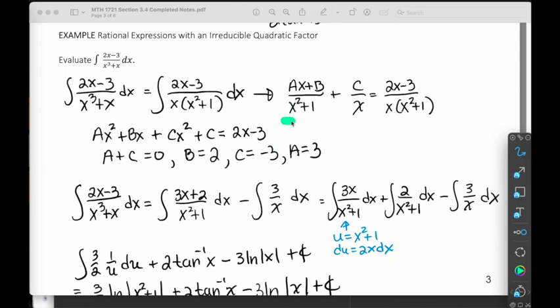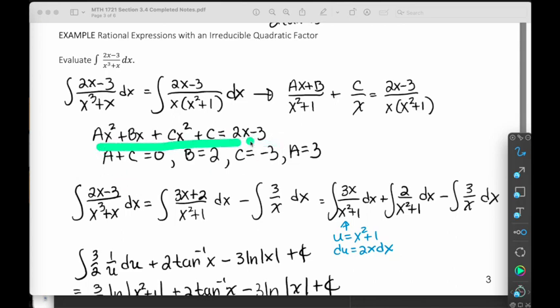So if I were from here to go ahead and create a common denominator, I would want to multiply this first fraction on the top and the bottom by x. So I would have (ax + b) times x, which would be ax squared plus bx. Then I would want to multiply the c over x on the top and the bottom with x squared plus 1. So on the top, I'm going to have c times (x squared + 1), which would be cx squared plus c. And that should give me my numerator, 2x minus 3. So I set all of that equal to 2x minus 3.